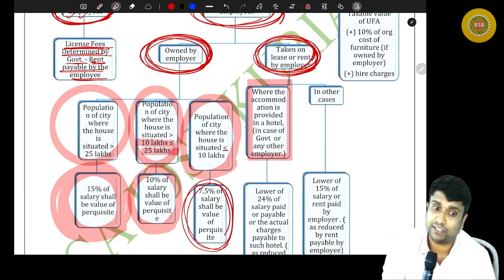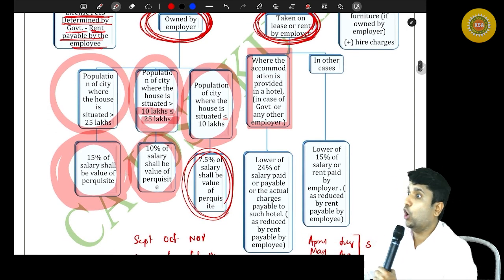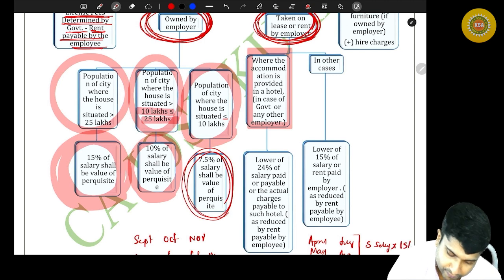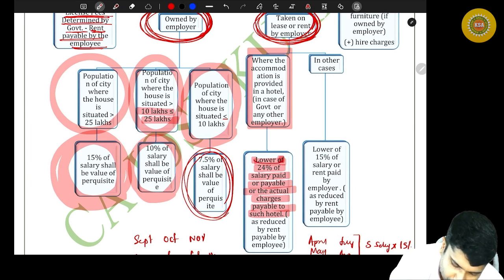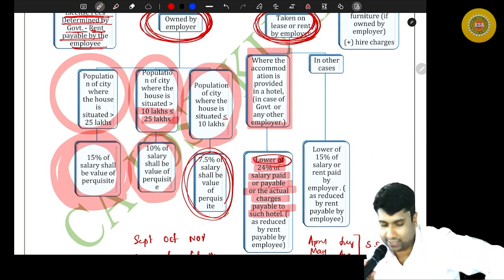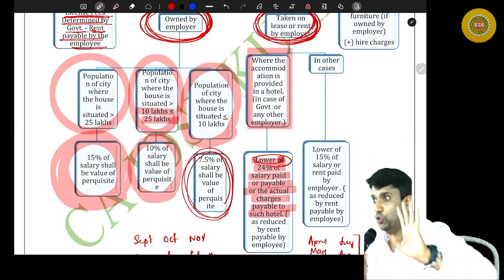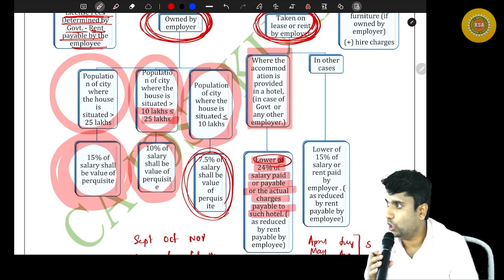Irrespective of whether you are a government employee or non-government employee, if the accommodation is provided in a hotel, how to value the perquisite? Read. Lower of 24% of the salary paid or payable or the actual charges payable to such hotel, whichever is lower. Either 24% of the salary or actual hotel bill, whichever is lower, shall be the taxable value of perquisite. There is no amendment for this.